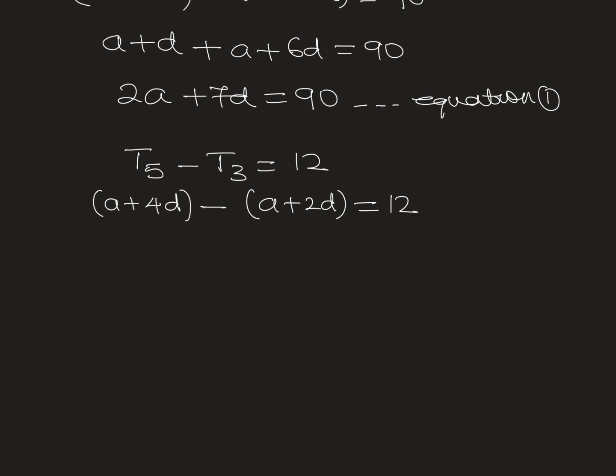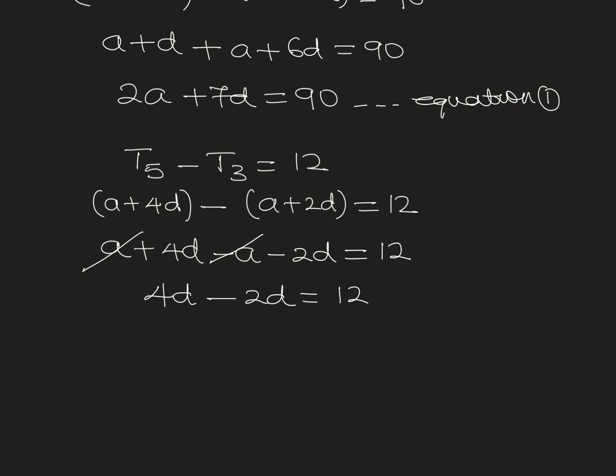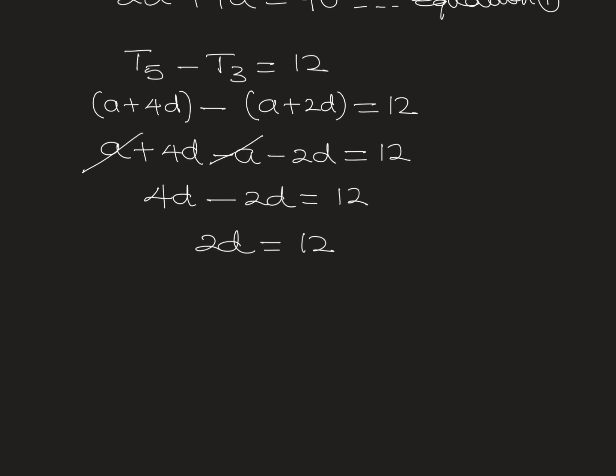Moving on, if I should expand this bracket, I will have A plus 4D. Minus times A is going to be minus A. Minus times plus 2D will be minus 2D. This is equal to 12. So this positive A will cancel this negative A. We will have 4D minus 2D is equal to 12. So 4D minus 2D is going to be 2D is equal to 12. To find D, we divide both sides by 2. So therefore D is equal to 6.